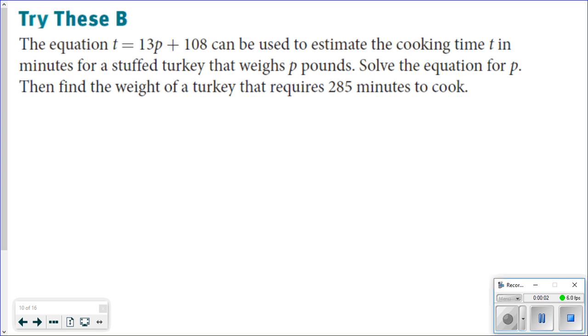Open your book to page 29. We are still working in lesson 2.5. We're going to be on the very bottom of that page where it says try these B.